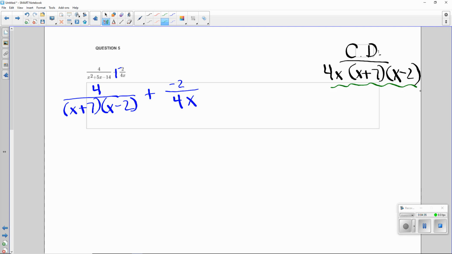So then you gotta ask yourself, okay, that common denominator and this first denominator, what's the difference? Well, the difference is this one over here doesn't have a 4x. So I need to give it a 4x. Whatever I do to the bottom, got to do to the top. So that's going to give us 16x over the common denominator. The left fraction we're done with for now.